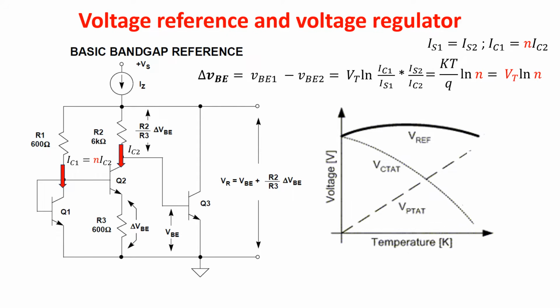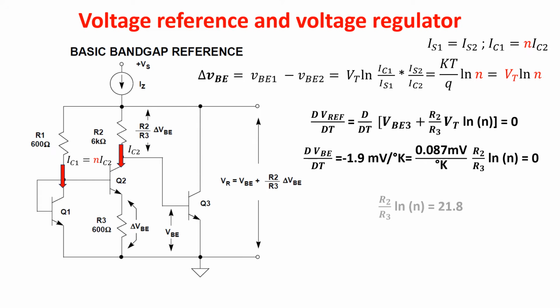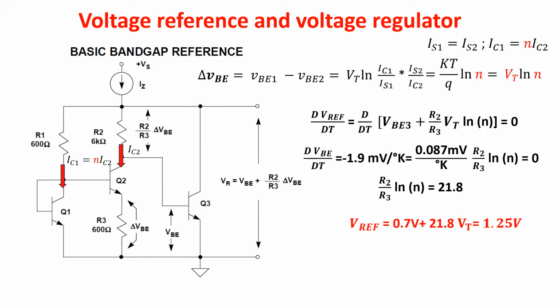By imposing the condition that the derivative of Vref with respect to temperature is 0, we get that R2 over R3 times log n has to be equal to 21.8. So Vref, to be thermally compensated, has to be equal to 1.25 volts. I leave a link in the description about bandgap reference.